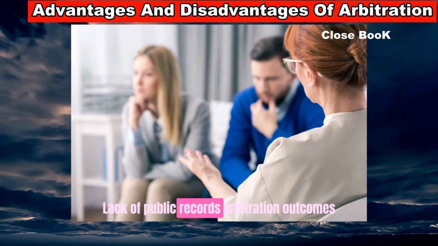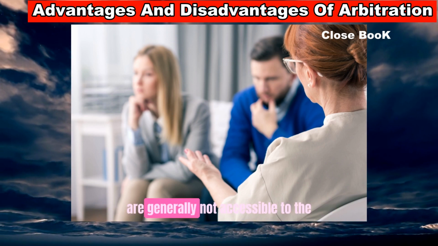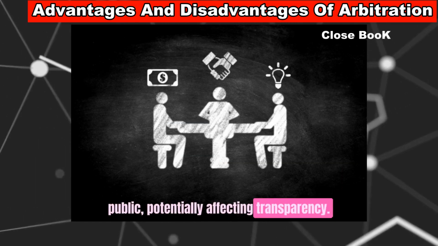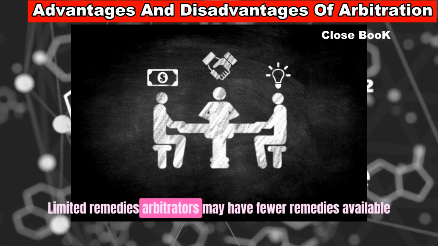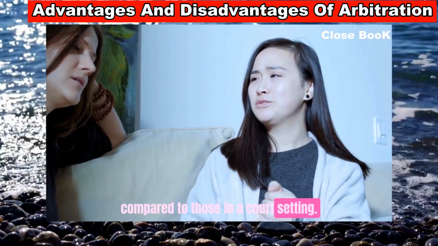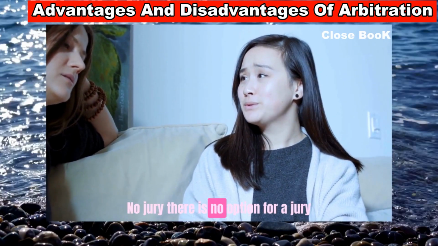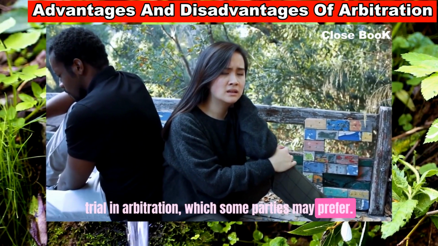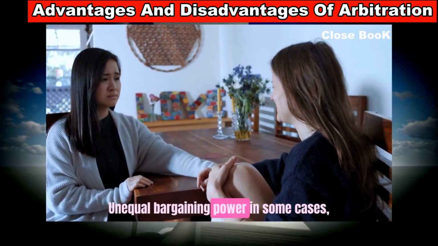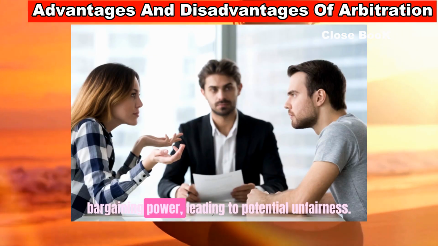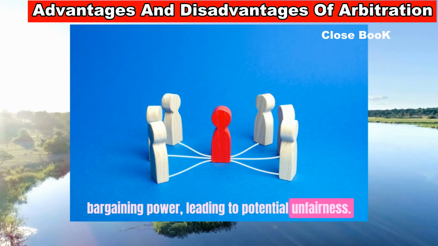Lack of public records. Arbitration outcomes are generally not accessible to the public, potentially affecting transparency. Limited remedies. Arbitrators may have fewer remedies available compared to those in a court setting. No jury. There is no option for a jury trial in arbitration, which some parties may prefer. Unequal bargaining power. In some cases, one party may have significantly more bargaining power, leading to potential unfairness.